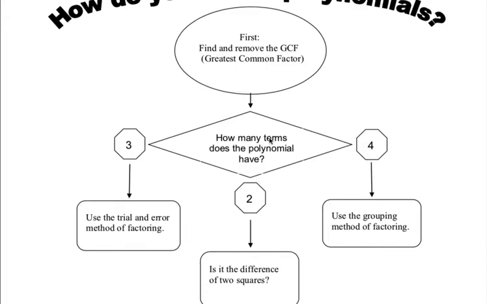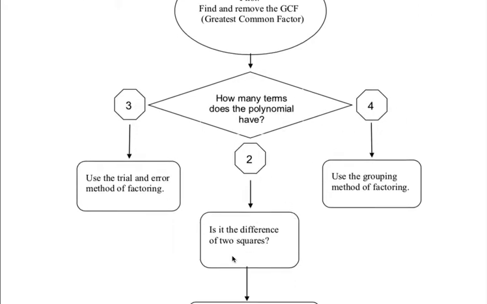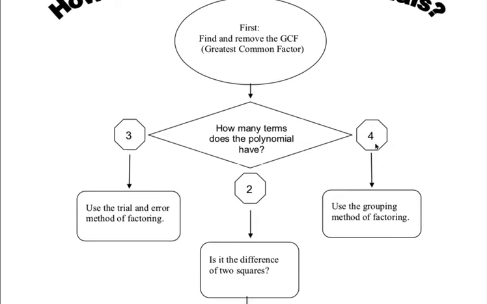Once you've removed the greatest common factor outside the parentheses, what's left inside the parentheses may have 2 terms, 3 terms, or 4 terms. And if it has 2 terms, look to see if it's the difference of 2 squares. If it has 3 terms, use the trial and error method to try to factor it. And if it has 4 terms, see if it can be factored using the method of factoring by grouping. Okay, let's do some examples.